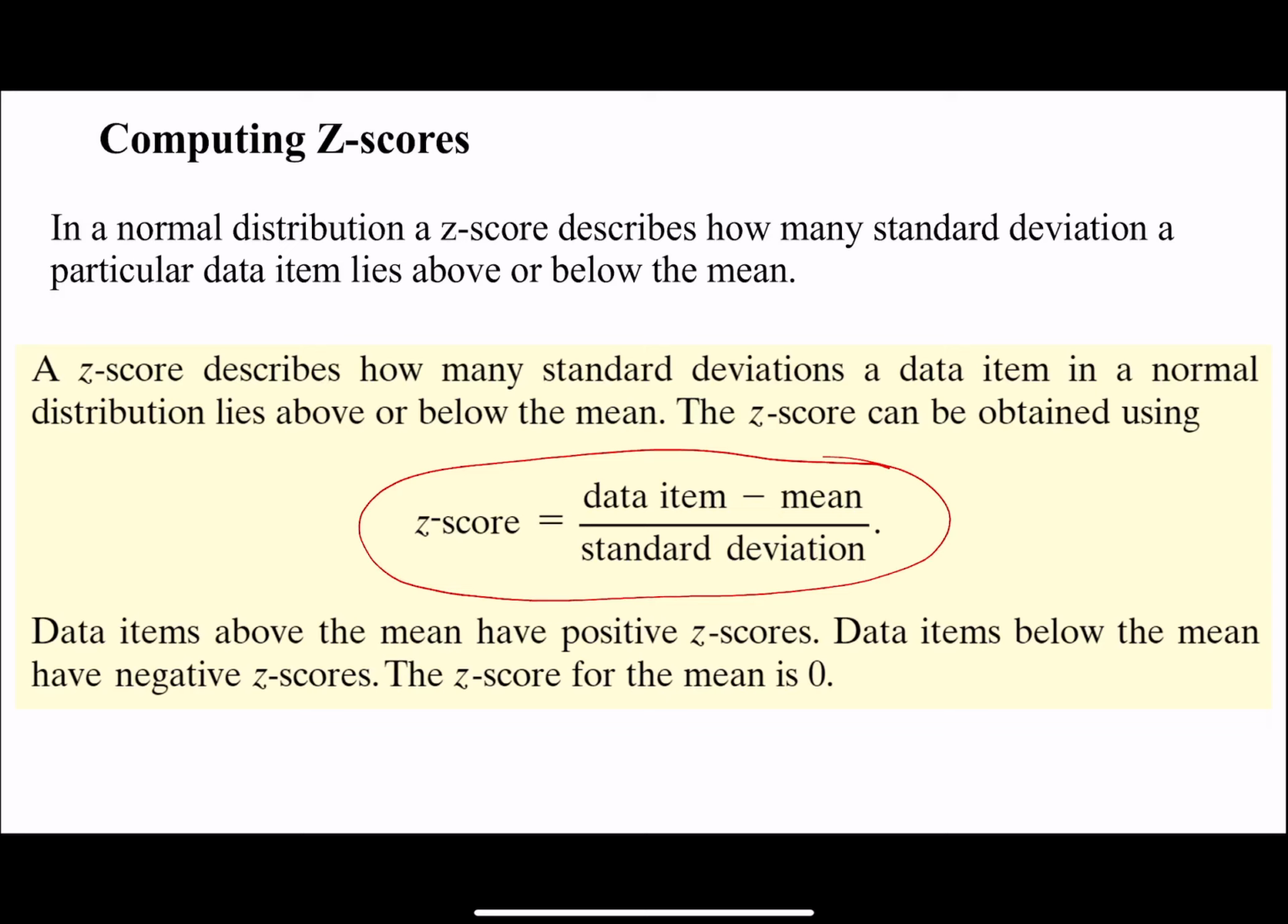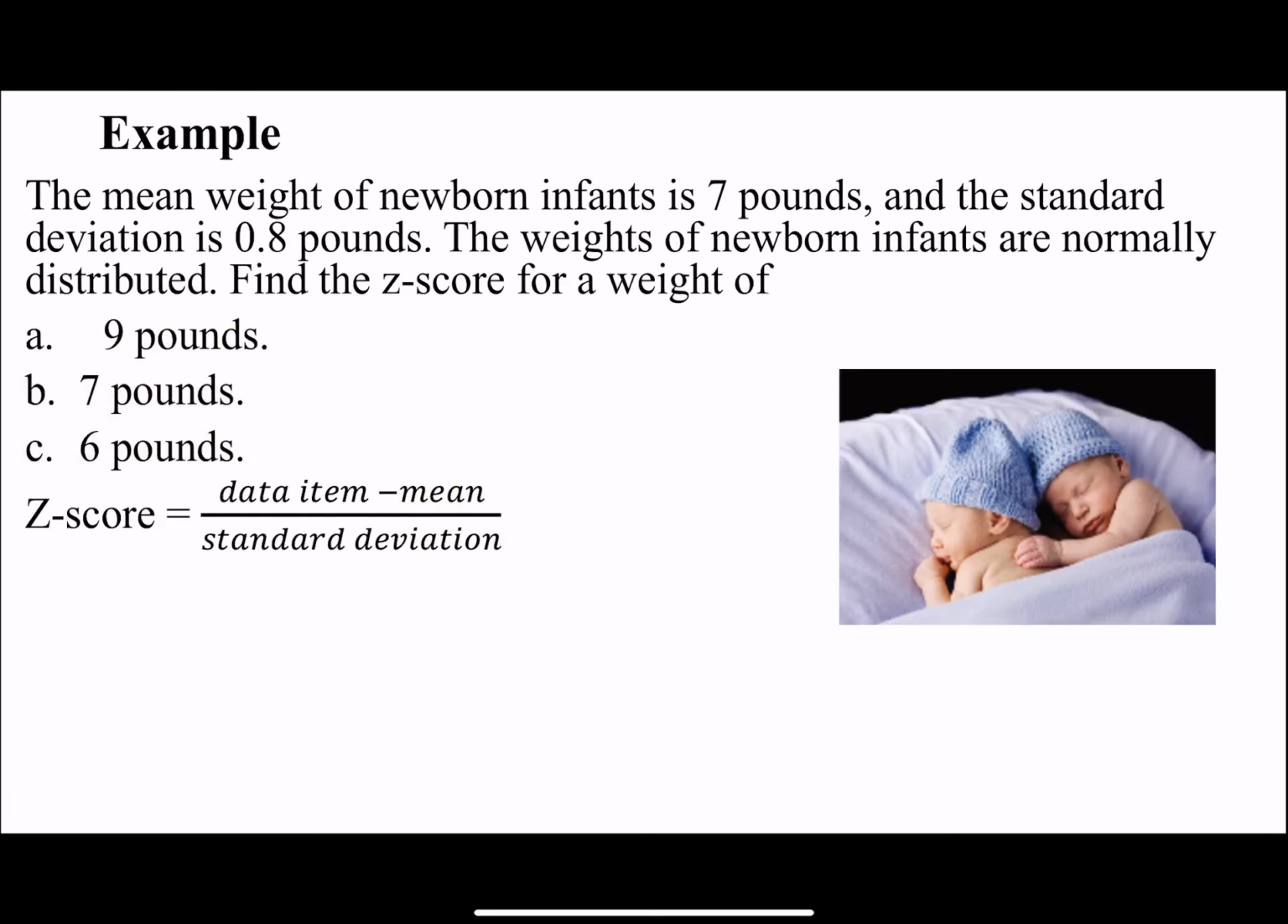When we have a positive z-score, it means that the data item has a value that is higher than the mean value. It's above the mean value. And when we have a negative z-score, it means that we have a data item that has a value lower than the mean value. It means the data item is located below the mean value.